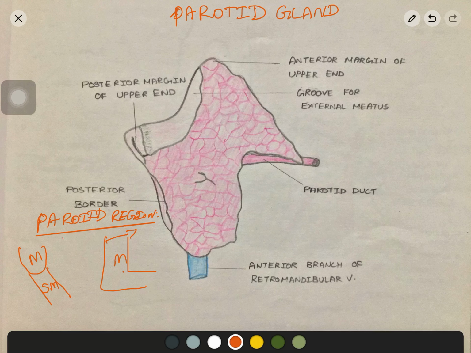Behind, mastoid process and sternomastoid muscle. So this is the mastoid process and sternomastoid muscle. Above, external acoustic meatus. So this is the external acoustic meatus. Below, posterior belly of digastric muscle, which takes origin from the mastoid process. So this is the posterior belly of digastric. Medially, styloid process and styloid group of muscles.